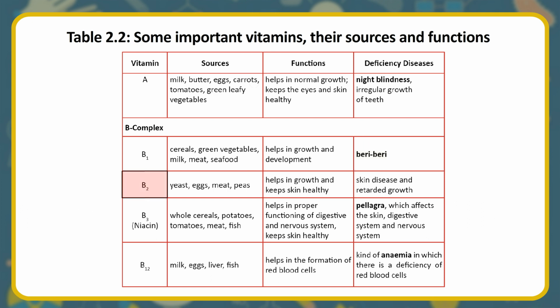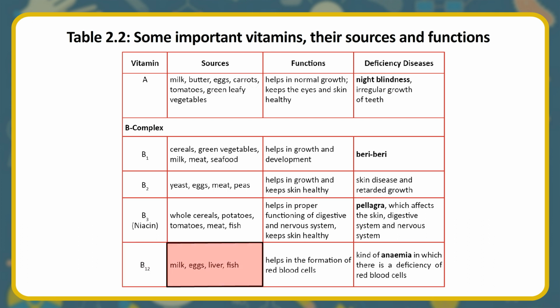B2. Yeast, eggs, meat, peas. Helps in growth and keeps skin healthy. Skin disease and retarded growth. B3, niacin. Whole cereals, potatoes, tomatoes, meat, fish. Helps in proper functioning of digestive and nervous system, keeps skin healthy. Pellagra, which affects the skin, digestive system and nervous system.